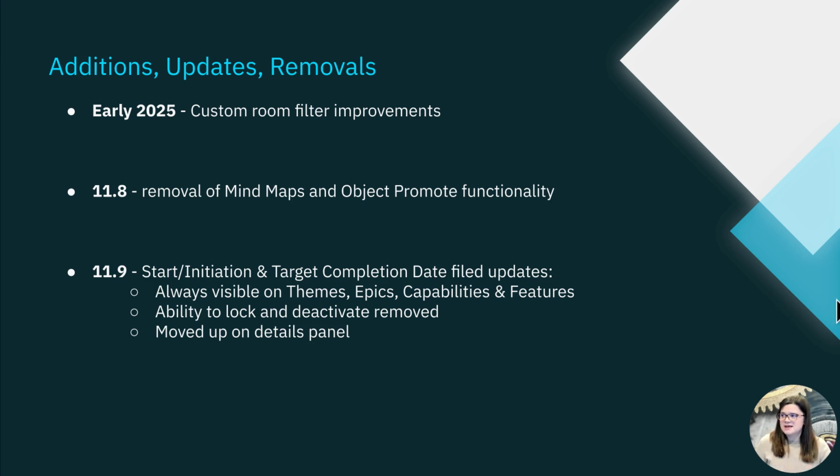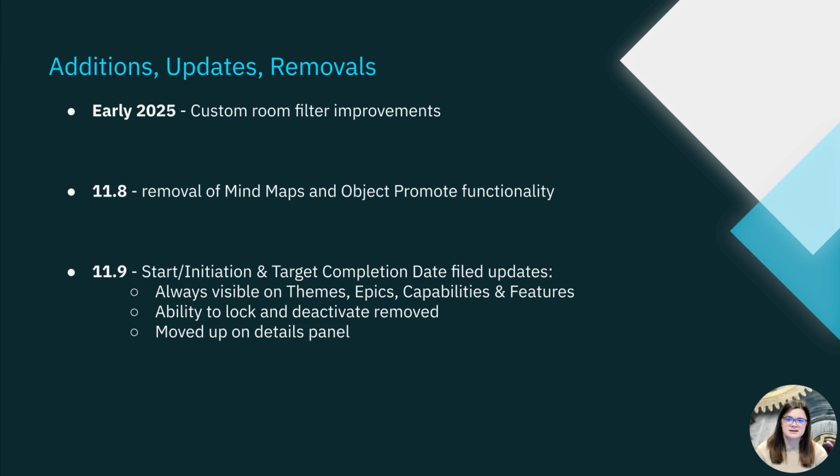All right, the next couple slides talk about some additions, updates, and removals for the next future releases, starting with an update that we don't have a specific date for, but Atlassian has said will happen in early 2025. The custom room filters will have some improvements, making them more user-friendly. In version 11.8, scheduled for February of 2025, the mind maps and object promote pages and functions will be fully removed. These were previously placed on end of support earlier in 2024. And we do recommend capturing any data from these functions before the next release.